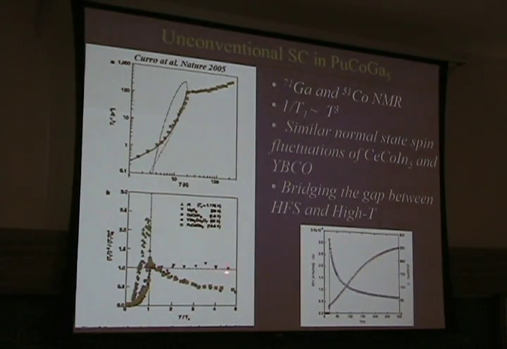And that is really different from magnesium boron 2, for example, right? And so maybe plutonium, cobalt, gallium-5 can be seen like a bridge between the low TC heavy-fermion superconductors and the high temperature superconductors.